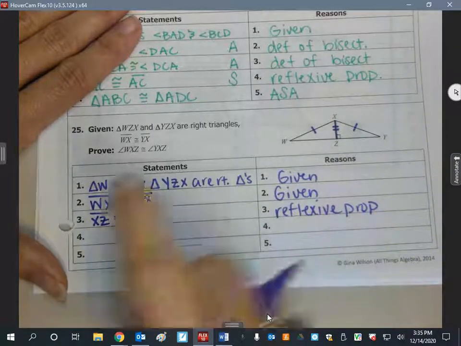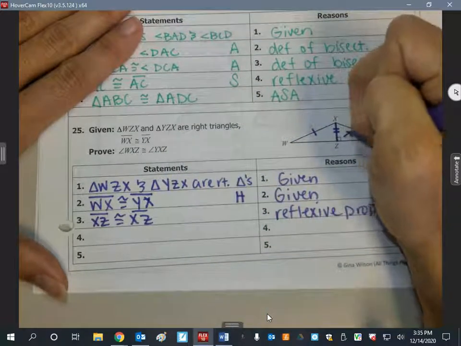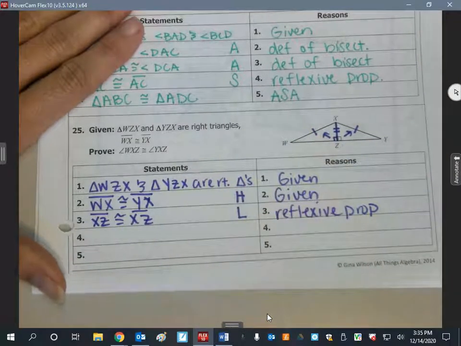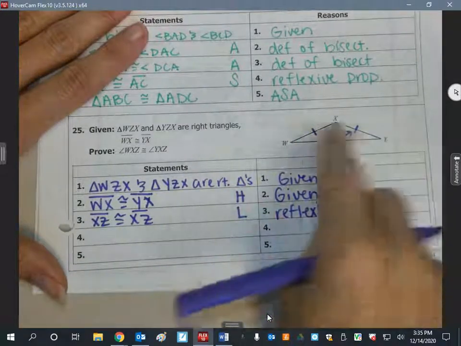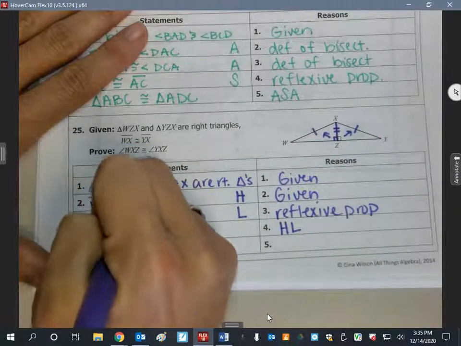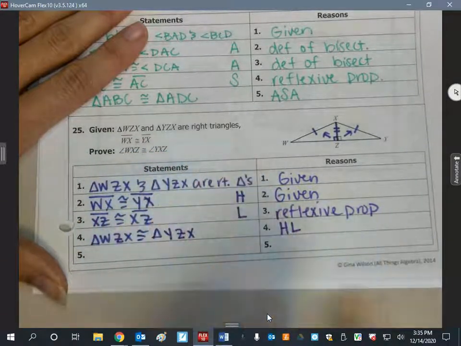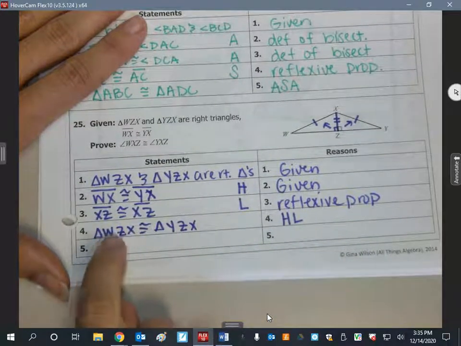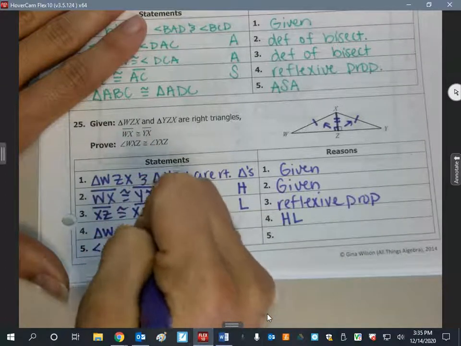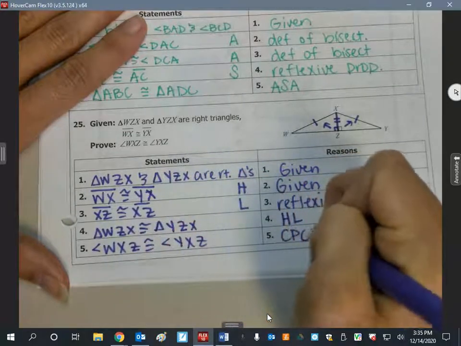Now I look at my pictures. WX and XY are the hypotenuse because they are across from the right angle. And XZ is the leg because it's attached to the right angle. Therefore, these two triangles are congruent by hypotenuse leg. Triangle WZX is congruent to triangle YZX by hypotenuse leg. Now, since the triangles are congruent, that means this angle is equal, so angle WXZ is congruent to angle YXZ by CPCTC.